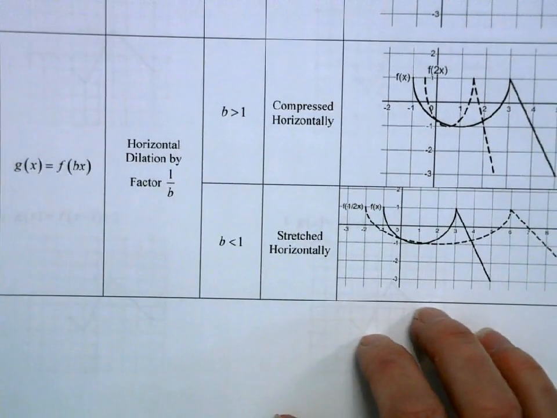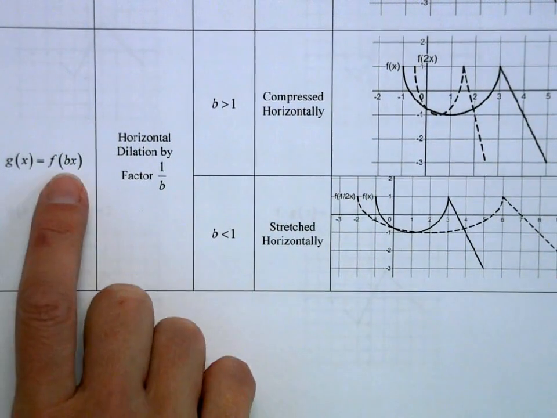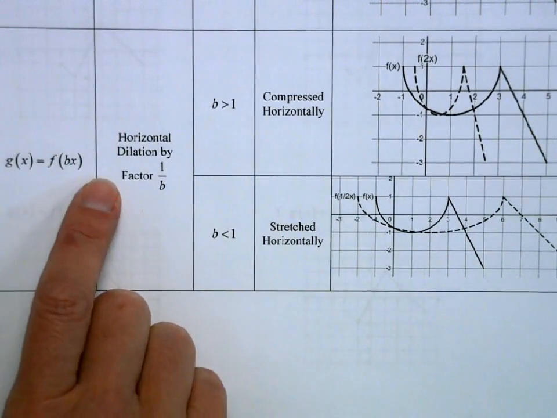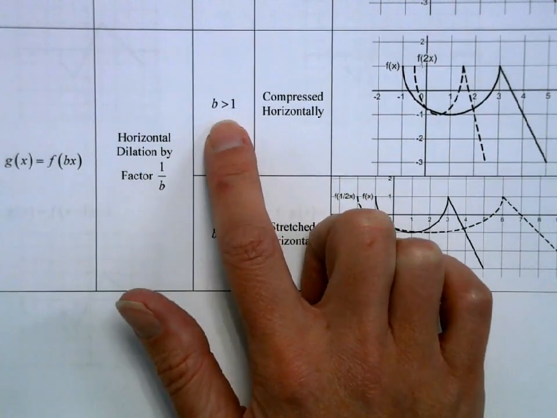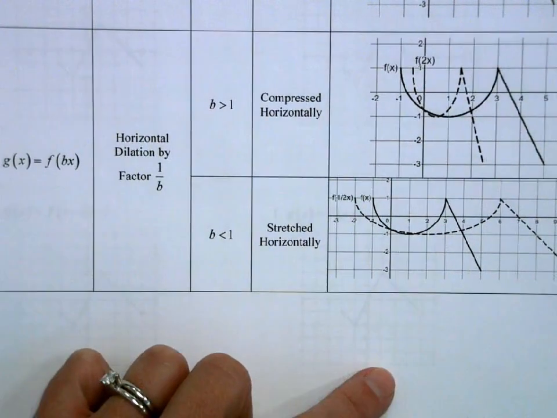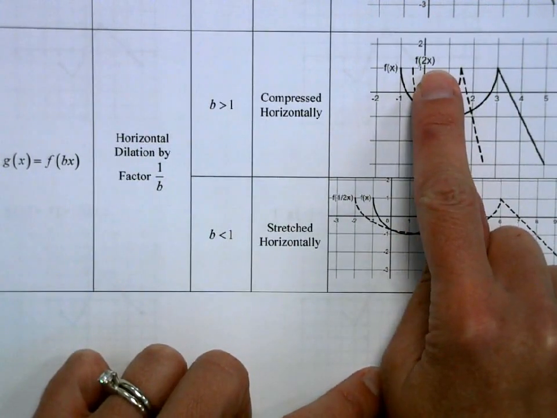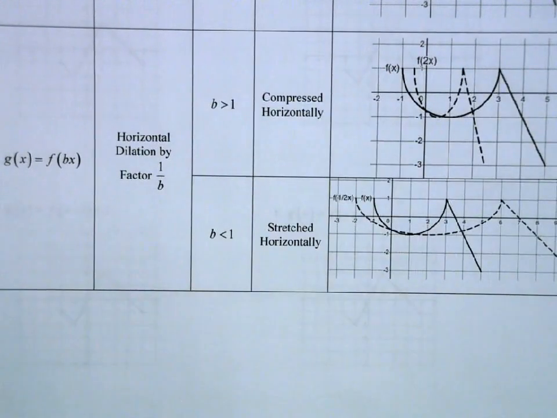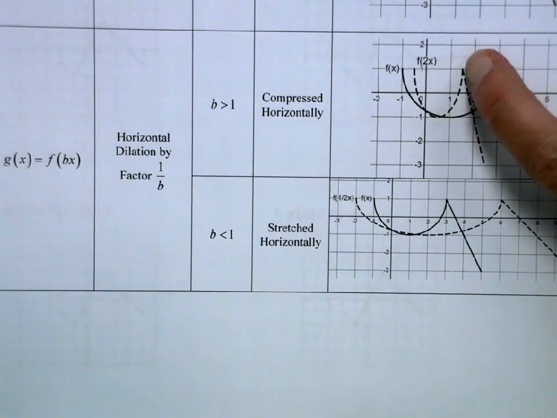Last we have our second multiplicative, on the inside, and the inside just doesn't behave nicely. It's a horizontal dilation by a factor of 1 over b. Okay, so if that value is bigger than 1, then it's going to compress the graph horizontally. So if I had a factor of 2, that means I have a horizontal dilation by a factor of 1/2. So all of these x values get squished into the y-axis. So this x value of 3 is now an x value of 3/2.